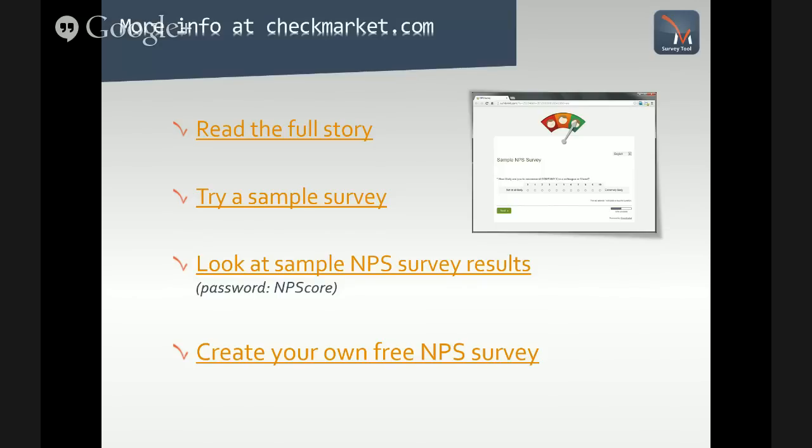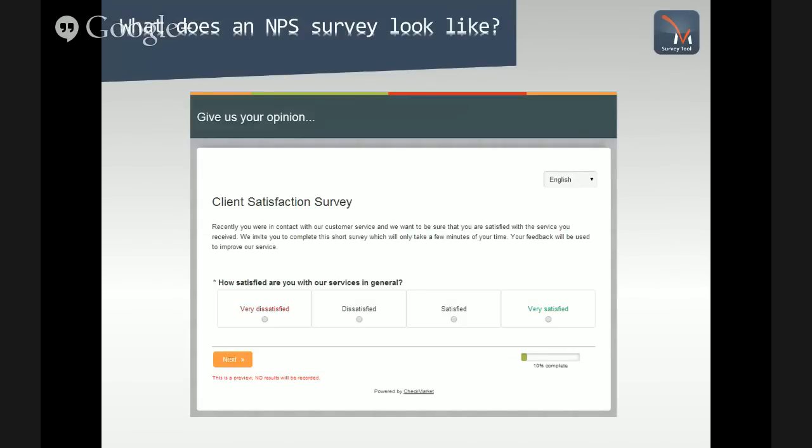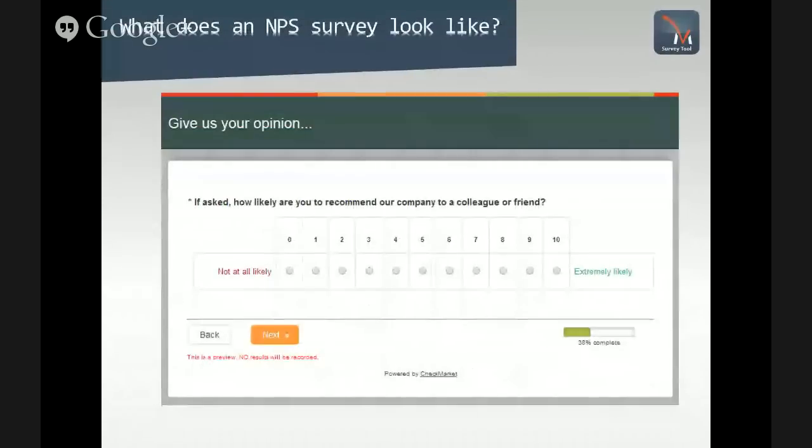I can also show you a couple examples since we have some time left over. Now I can show you what a classic NPS survey looks like. So we might ask, how satisfied are you in general? And then we're going to ask the classic question. Like here it says, how would you recommend our company? But you can also put a product here.